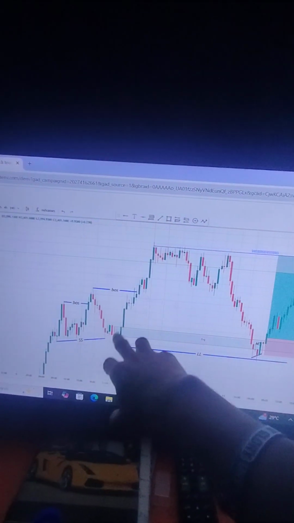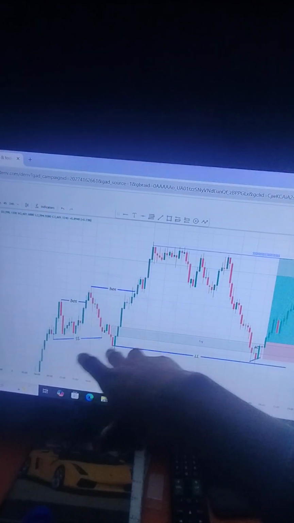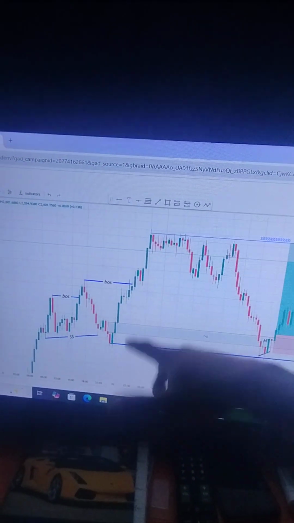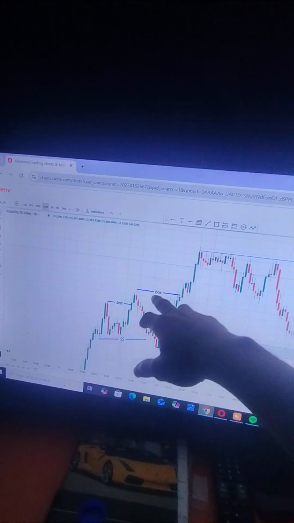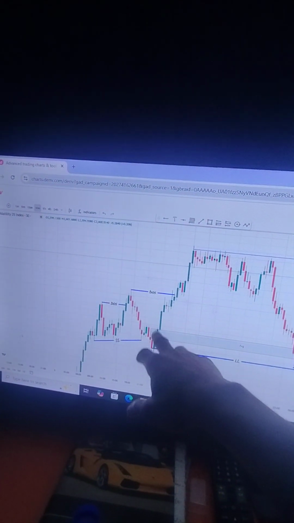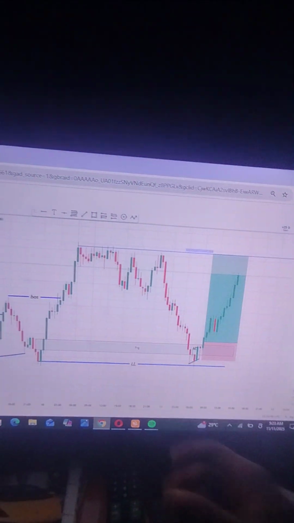the gap. Remember, I said that once the market creates a gap, I'm not the one even saying it, it's normal. That is how markets move. Once the market creates a gap, it normally goes back to fill that gap. That is what you should understand. So once you get your break of structure, get your last low point, get your fair value gap, wait for the market to pull back and fill in that gap.